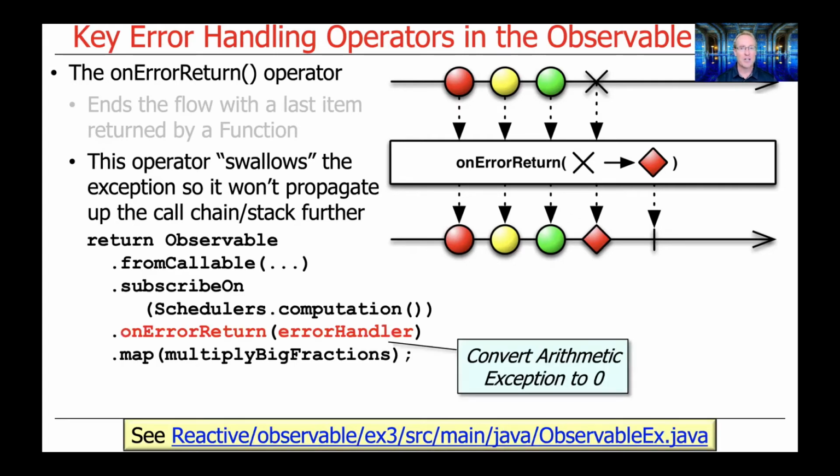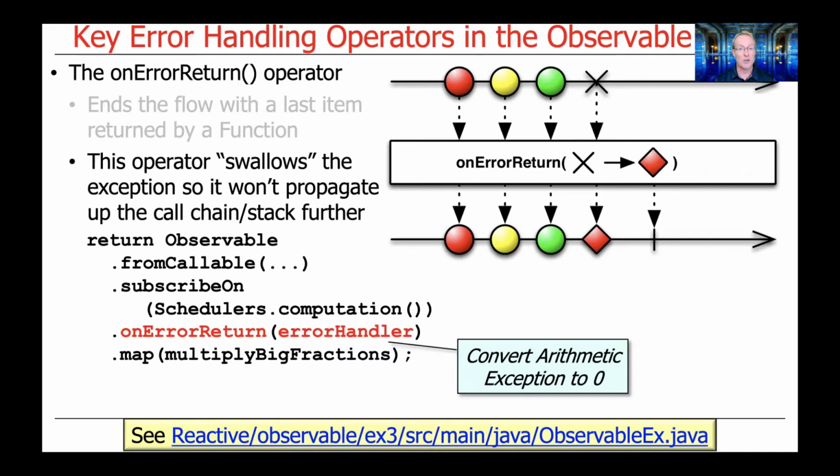Here's an example we'll take a look at when we get to the case study at the end of this lesson. This example is going to use the observable from callable factory method to do some computation that will end up throwing an arithmetic exception. We, of course, have subscribed this to run in the scheduler's computation thread pool. However, we put an onErrorReturn operator in here with an error handler that we'll also look at in more detail.